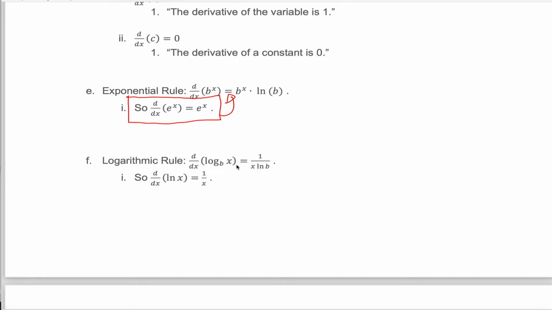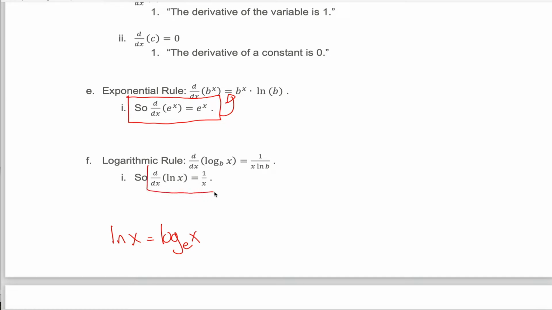And a nice consequence of that rule, again, because the natural log of e is just equal to 1, is if you're taking the derivative of the natural log of x, the natural log of x is just asking you the log base e of x. Using this rule, we'd say our derivative is 1 over x times the natural log of e. But again, the natural log of e is just 1. So the derivative of natural log of x is 1 over x times 1, or 1 over x.